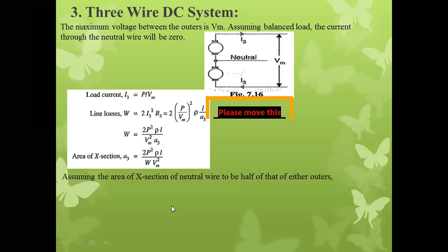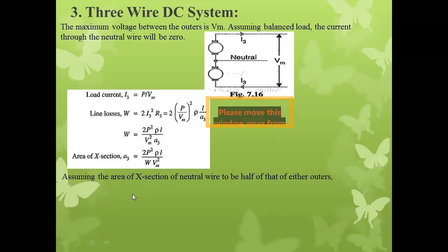See over here, the load current I3 is P by Vm, and the line losses W is equal to 2 into I square R3. So assuming the area of cross section A3 will be 2 P square rho L divided by W into Vm square. Assuming the area of cross section of the neutral wire to be half of that of either outer wire, the same assumption we made for the overhead system. So the area of cross section required for the neutral wire in a 3-wire DC system is exactly half of that of the outer wires.